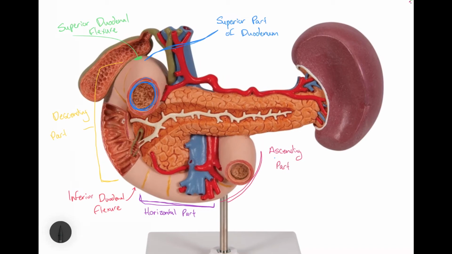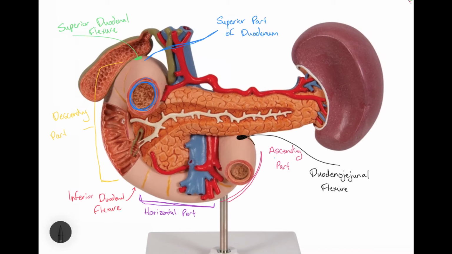Now the ascending part of the duodenum ends at this point right here. Again, we see another bend or curve, so we know this is going to be a flexure. At this point is the union between the duodenum and the jejunum, which is the next part of the small intestine. So we're going to call this the duodenojejunal flexure. Again, this is called the duodenojejunal flexure.